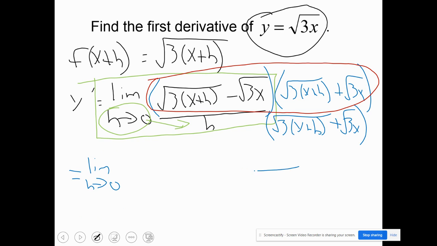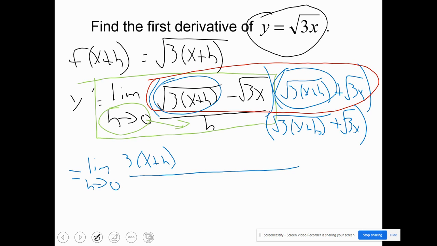So on the top of the fraction, if I FOIL this, square root of 3 plus 3 times x plus h times itself would be 3 times x plus h. We know the inside and outside terms cancel with one another. And my last terms would be a minus square root of 3x and a positive square root of 3x being multiplied, which would give you a negative 3x. In my denominator where I did not get the conjugate, I want to leave that as h times the conjugate.